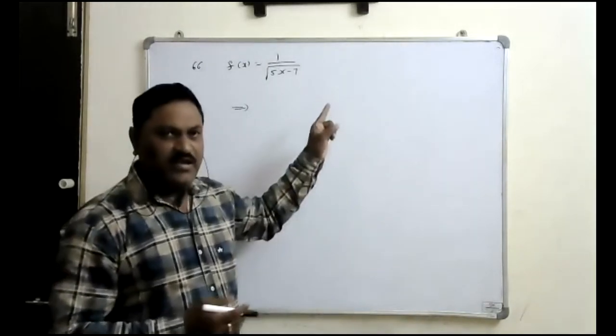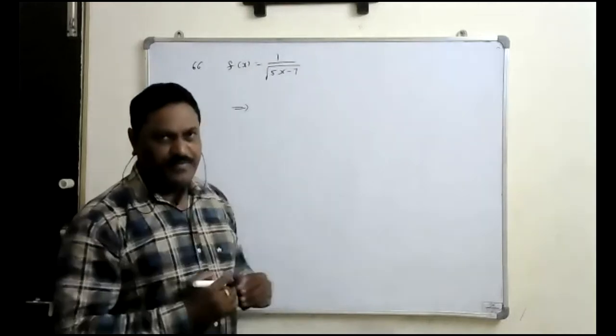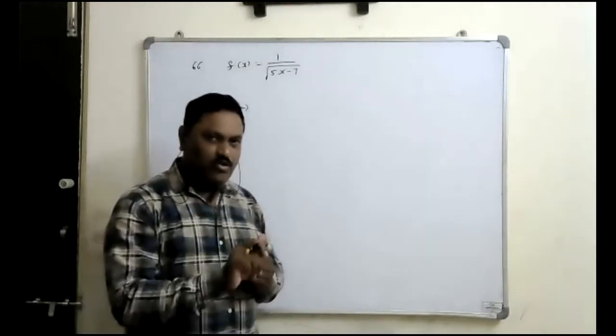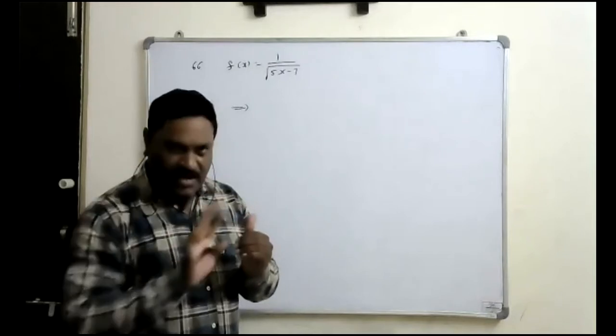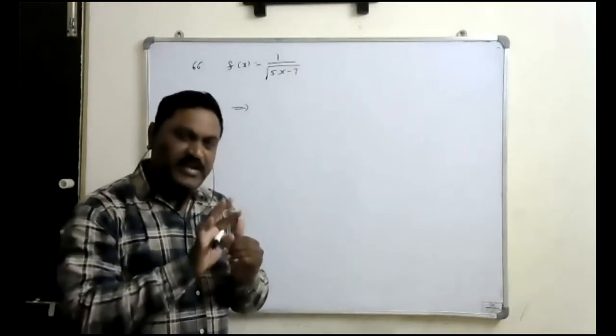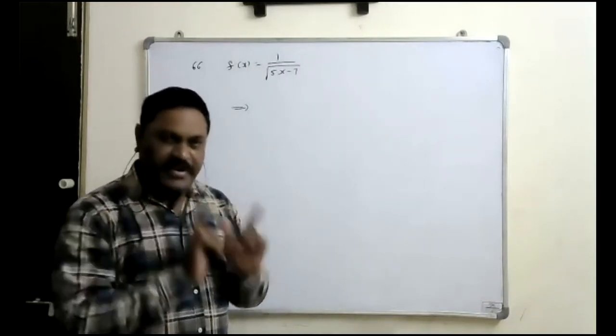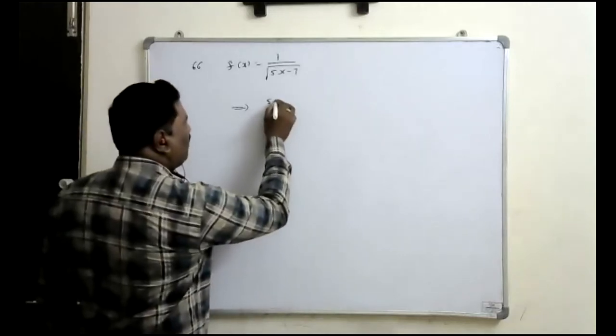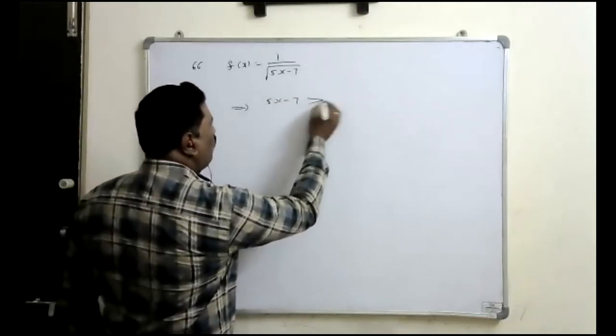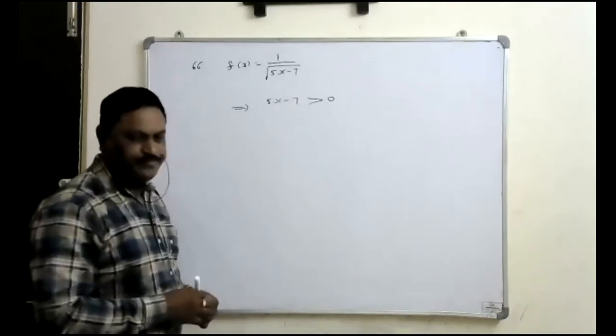बट ये फंक्शन कहाँ है? नीचे डिनोमिनेटर में है. तो डिनोमिनेटर में जीरो लिया तो फंक्शन डिफाइन नहीं होता है ना. मीन्स डिनोमिनेटर में है इसलिए जीरो नहीं लेना है और रूट के अंदर है इसलिए नेगेटिव वैल्यू नहीं लेना है. मीन्स नेगेटिव नहीं होना और जीरो भी नहीं होना. मतलब दैट फंक्शन 5x minus 7 should be positive. This is the condition. Okay?